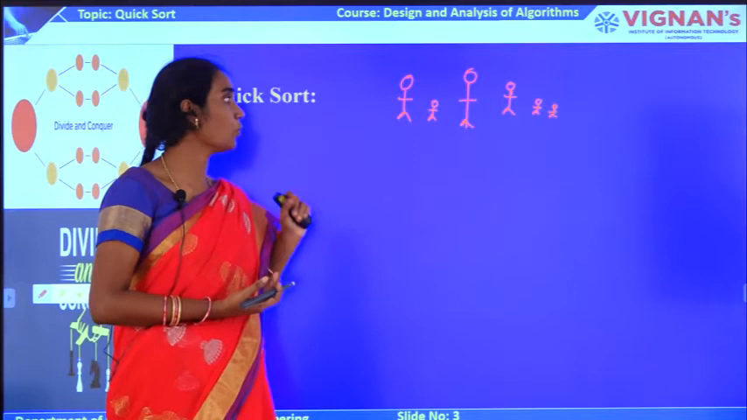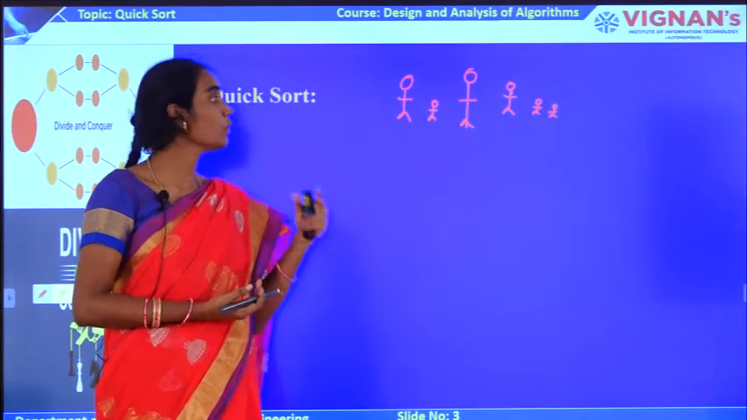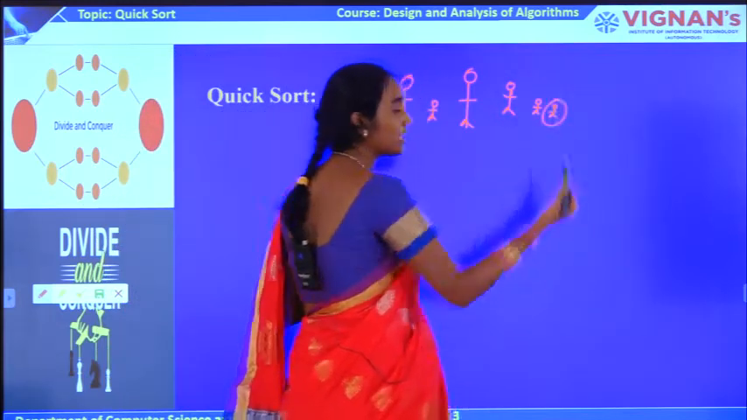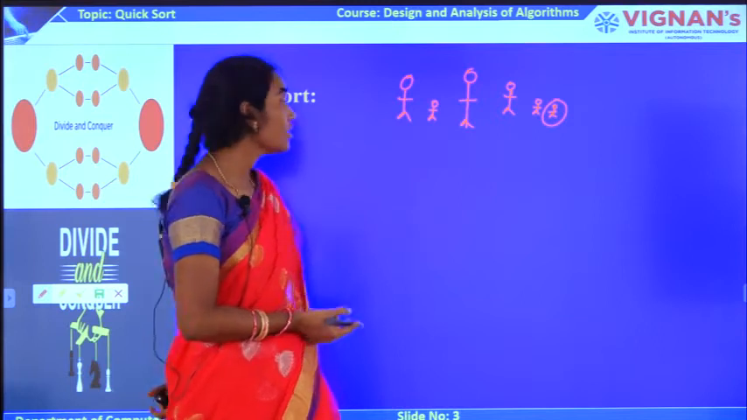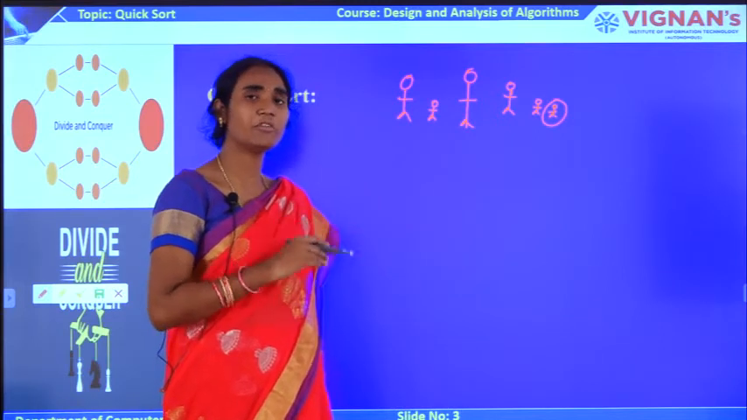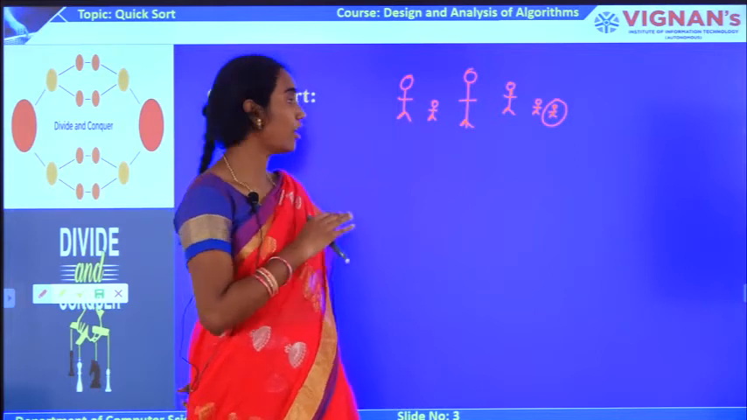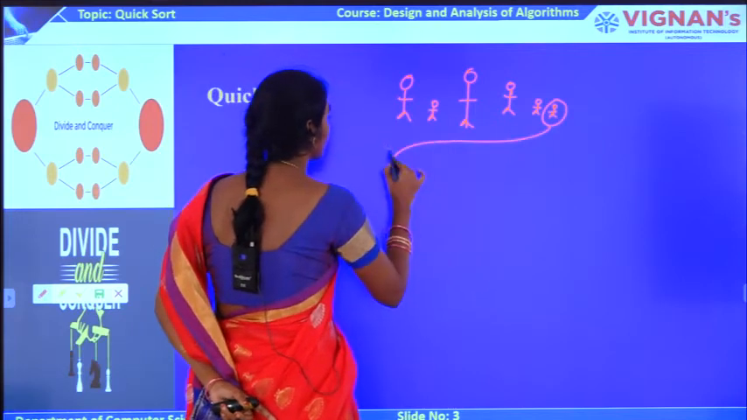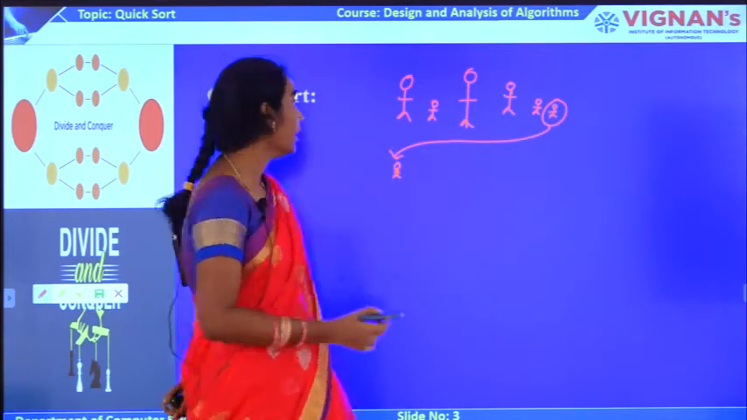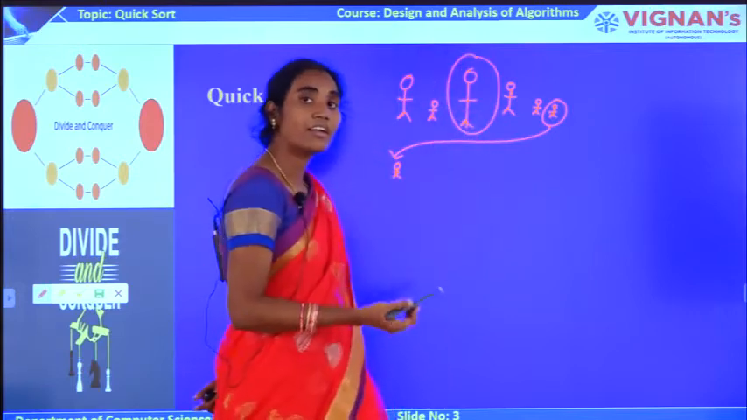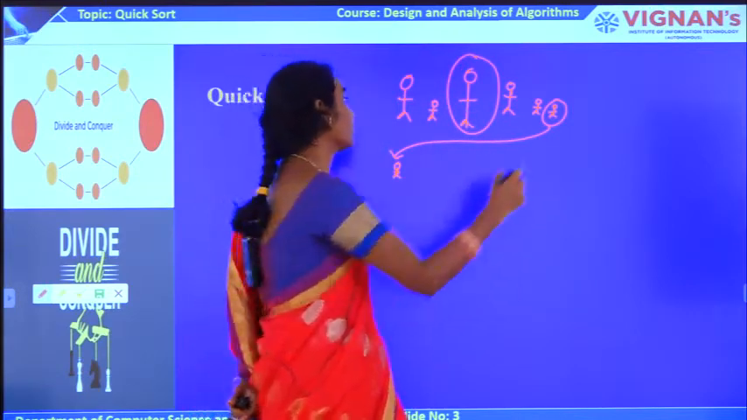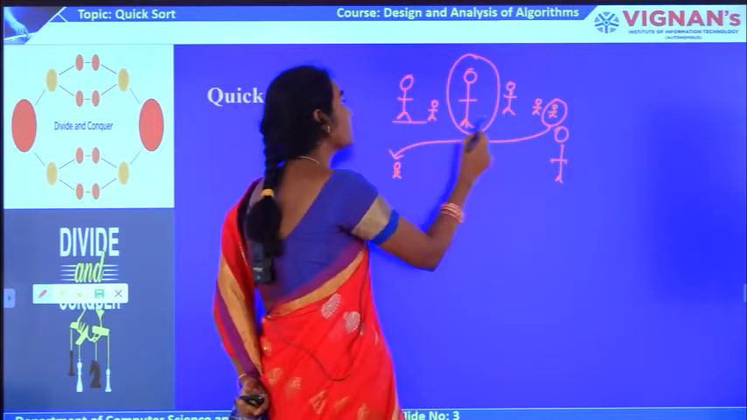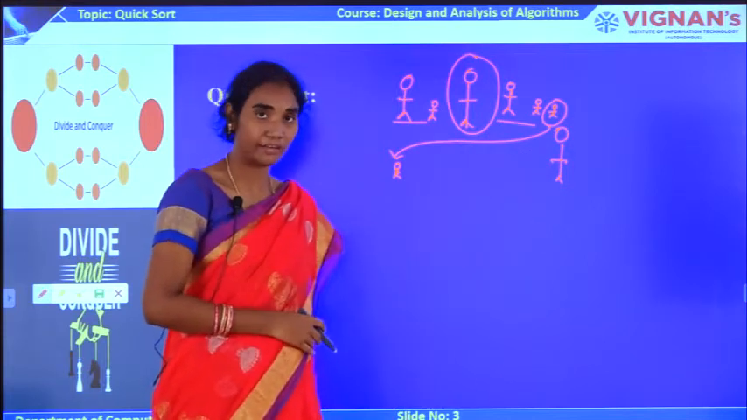If I want them to arrange themselves, how are they going to be arranged? Here this person is a very little guy. This little guy knows that he is a very short person among his classmates, so he will come to the first position. And the tallest person in the classroom knows that he is the tallest, so he will stand at the last position. The remaining students arrange themselves according to height.